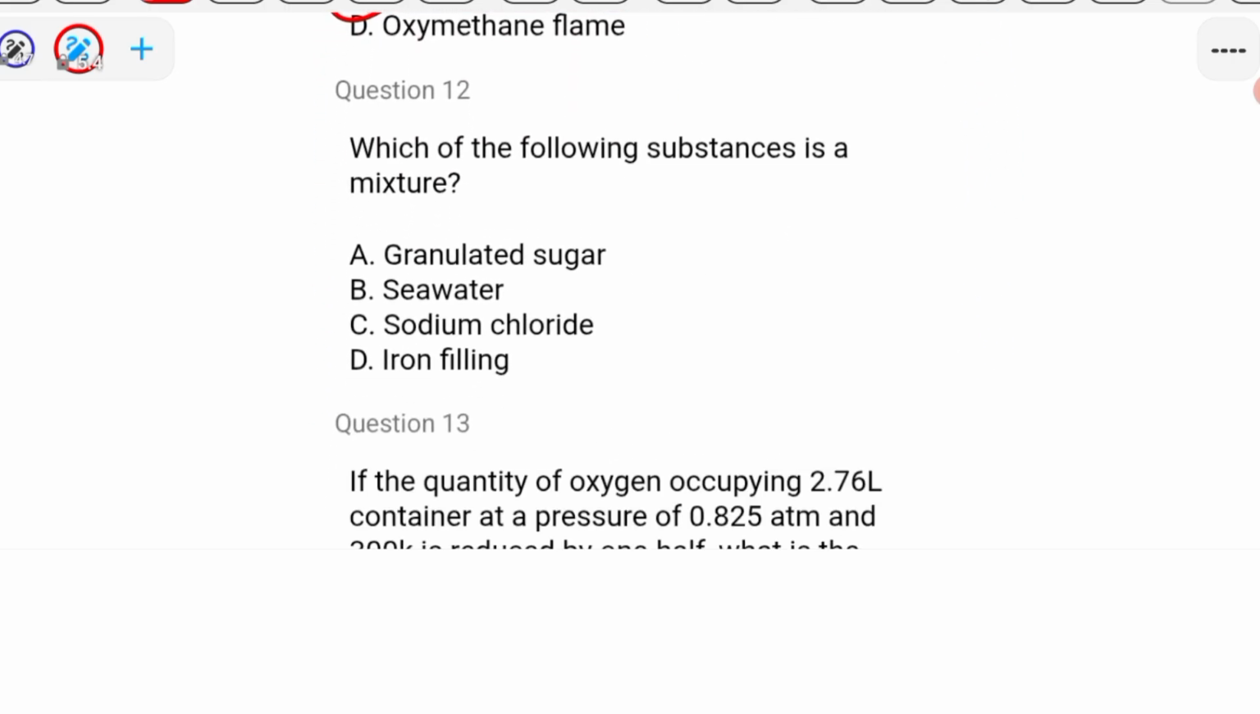Which of the following substances is a mixture? So you have these options here. Don't forget that a mixture is not chemically combined, and a mixture does not have any chemical formula. So anything that has a chemical formula or a chemical symbol cannot be the answer. So iron filings is not a mixture. It's made up of only iron. Sodium chloride has a chemical formula, NaCl, so it cannot be a mixture. The same thing with granulated sugar. But seawater is actually a mixture. It's made up of different components. So the answer is option B.